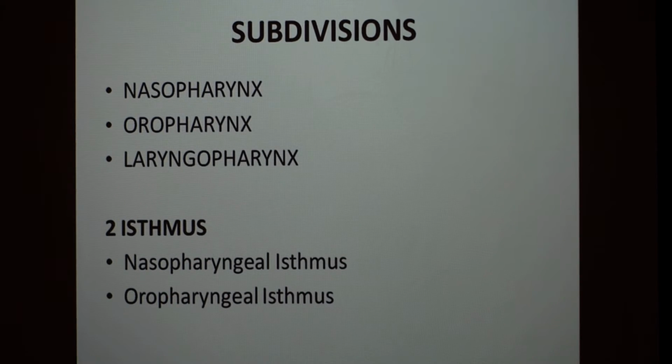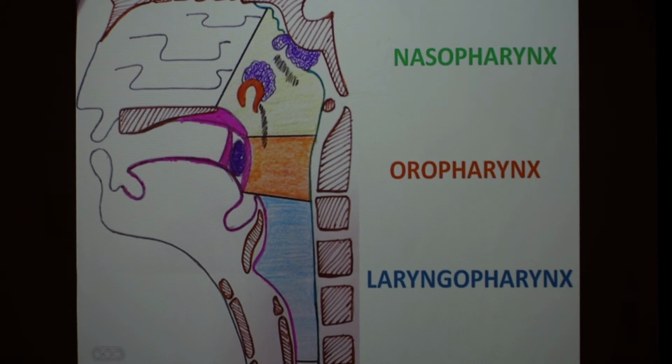Isthmus means junction point. So there are two isthmuses within the pharynx, one is the nasopharyngeal isthmus and the other is the oropharyngeal isthmus. The oropharyngeal isthmus you have come across in the lecture on the oral cavity. If you want to see the divisions, the part shadowed by green color is the nasopharynx, the part shadowed by orange color is the oropharynx, and the part shadowed by blue color is the laryngopharynx. So we have three divisions: the nasopharynx, the oropharynx and the laryngopharynx.